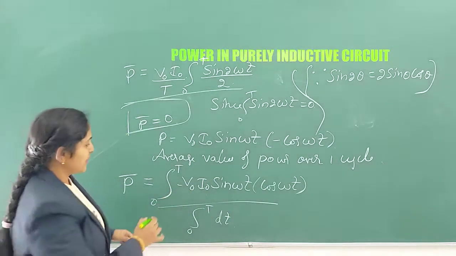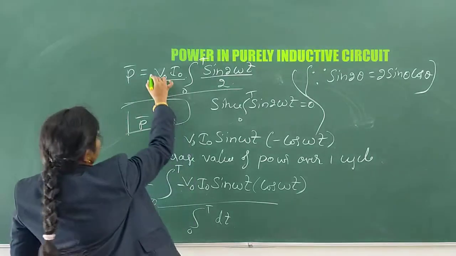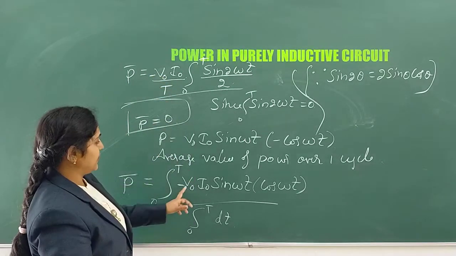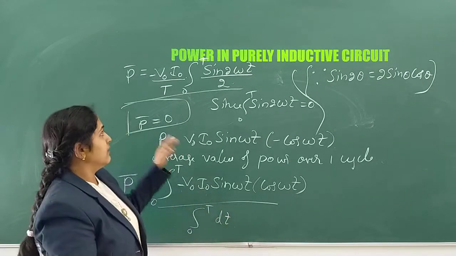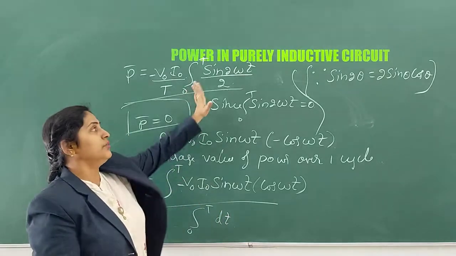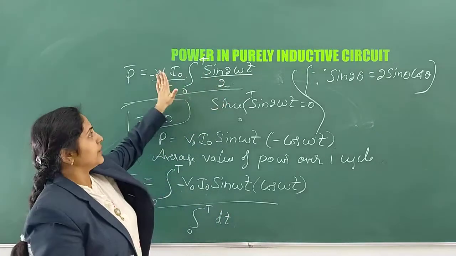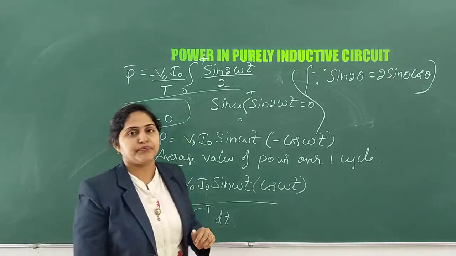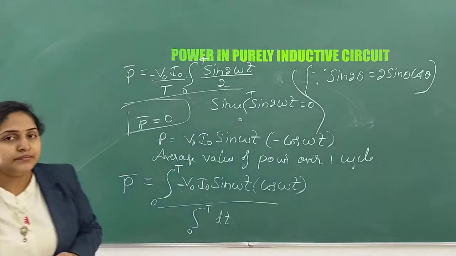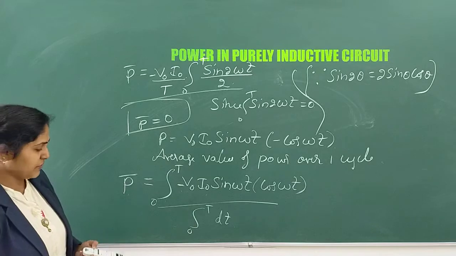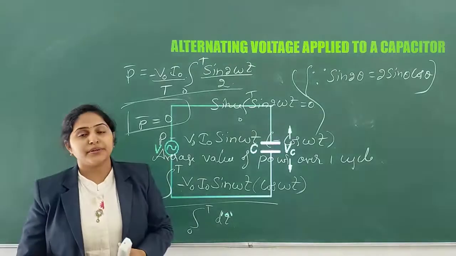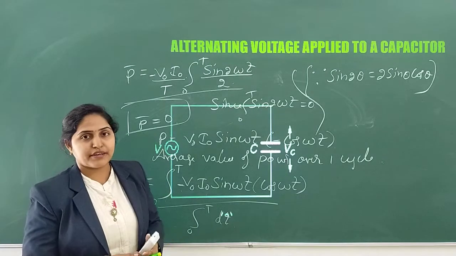This minus value is carried here, along with the minus sign, and I will take it outside. But anyhow, this becomes 0, because 0 into anything gives you 0. Then next is about alternating voltage applied to a capacitor.